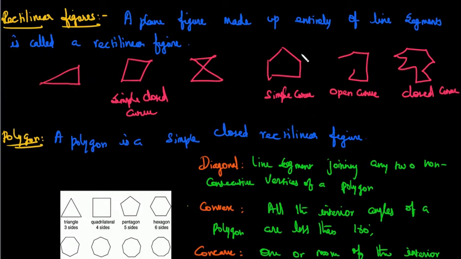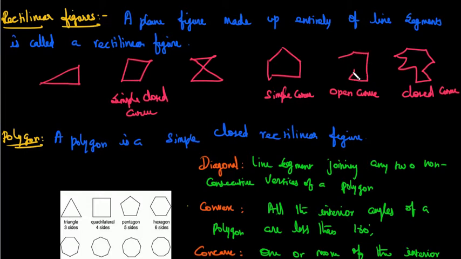A plane figure made up entirely of line segments is called a rectilinear figure. So this is a rectilinear figure. You can see that everything is a line segment. It has vertices and line segments. So everything is rectilinear. Even this one is a rectilinear figure. But let's check whether it has line segments. Yes, this is made up entirely of line segments.